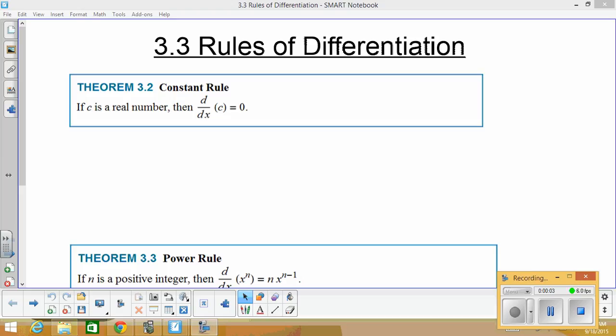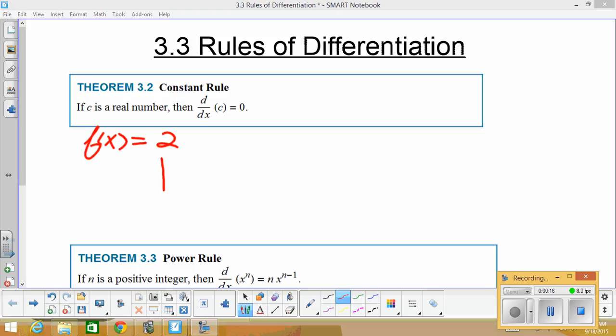3.3 Rules of Differentiation. We want to go ahead and start with the constant rule. We're saying if you were given a function f of x such that it equaled 2, I can go ahead and graph it. This is the horizontal line when it crosses the y-axis at 2. We know for horizontal lines we have a slope of 0.